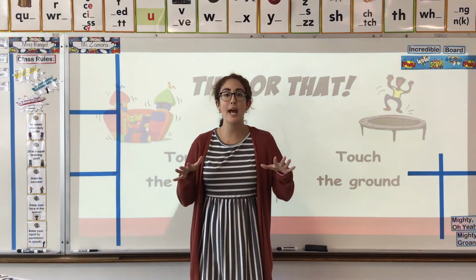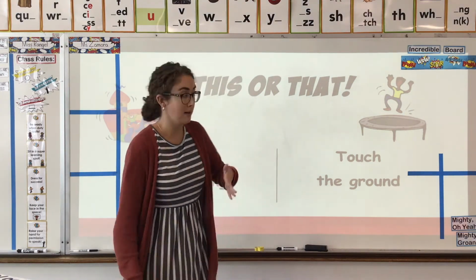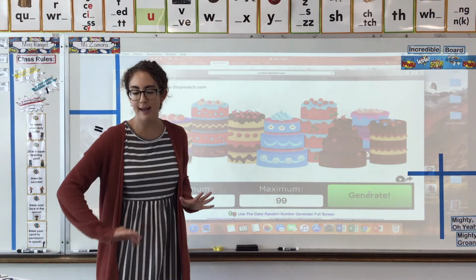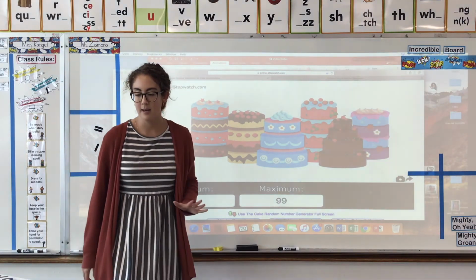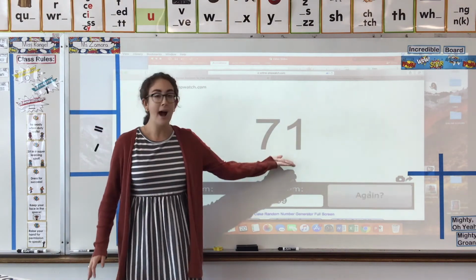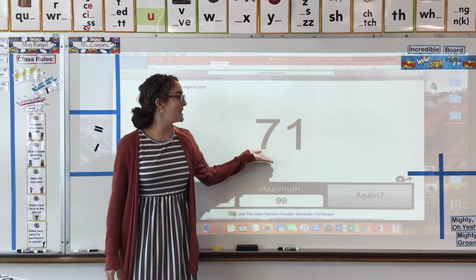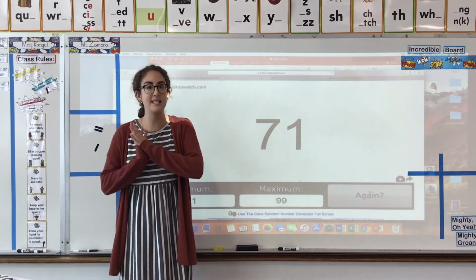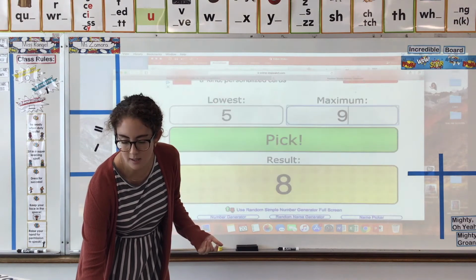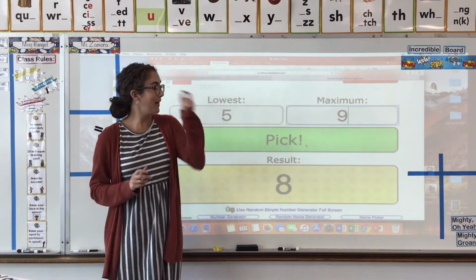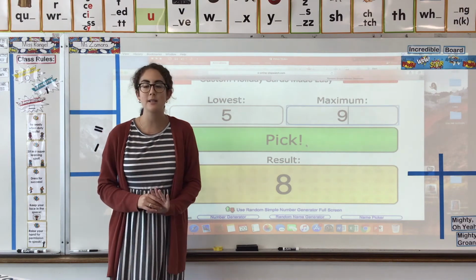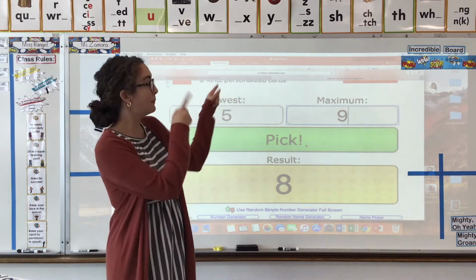And what is our next surprise equation? Okay, I can't wait to see what is next. Let's look. We are going to start with 71. And in 71, we're going to take away what? Dun-dun-dun. We're going to take away 8. 71 minus 8. Okay, let's set it up.